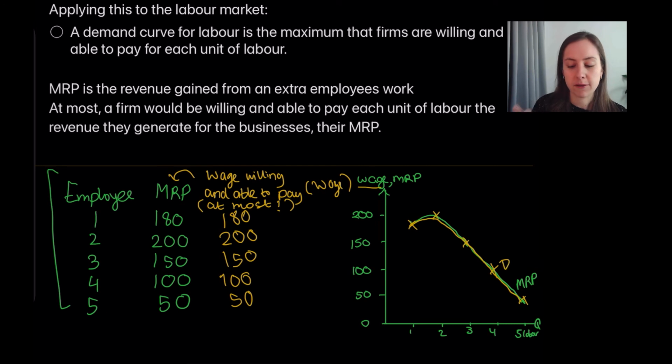So here the demand curve is that yellow line, but it turns out to be in the exact same location as an MRP curve drawn with the employees. So that's why we say that these curves are equal. They literally are in the same place, and that's because the firm is willing and able to pay each unit of labor at the most their MRP. So the wage is going to equal their MRP when you ask the firm what they are most willing and able to pay. Okay, so that's it.